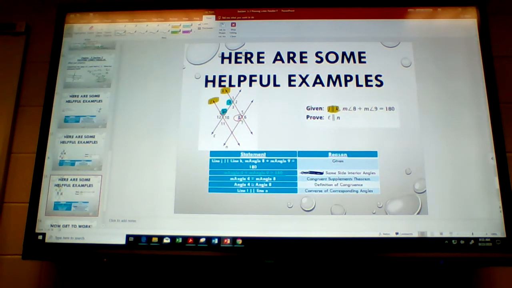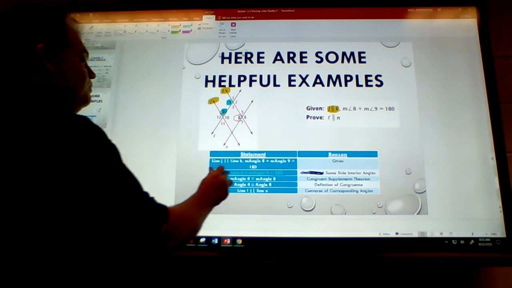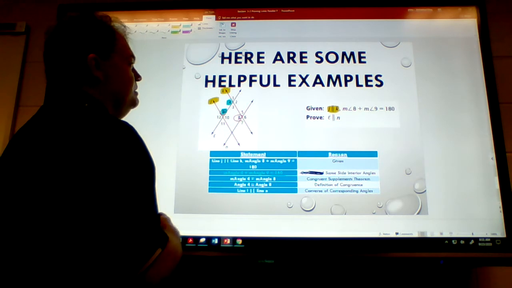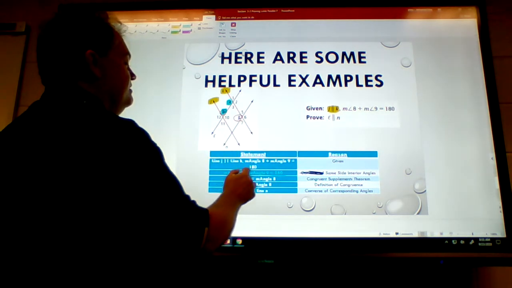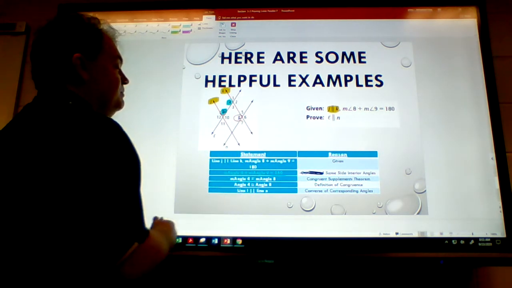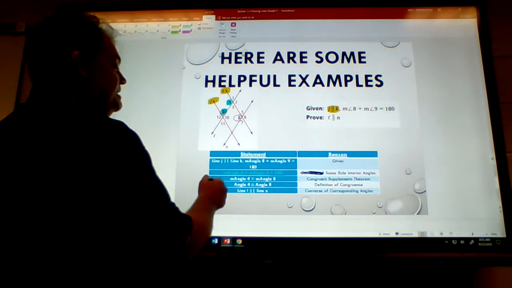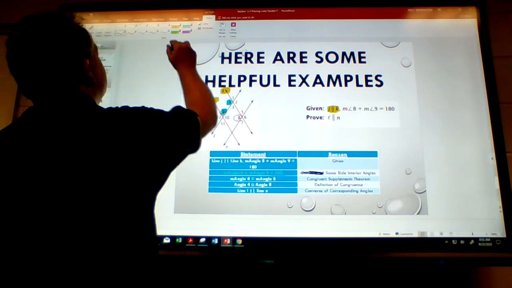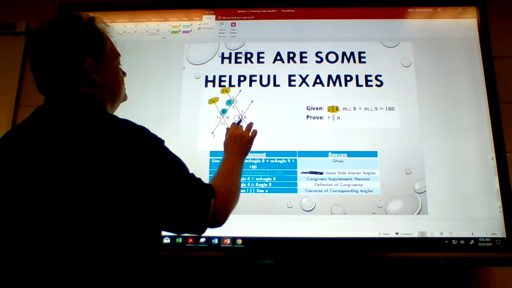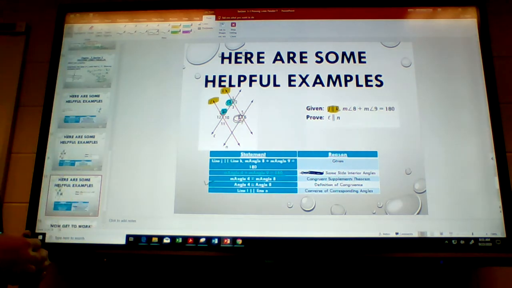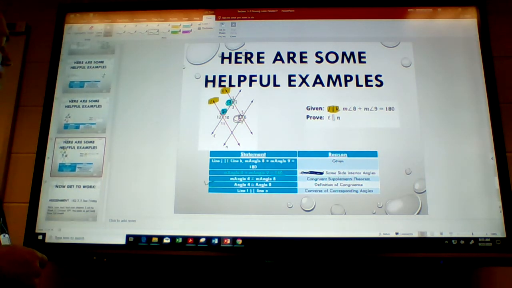All right, then we know that the measure of angle 4 equals the measure of angle 8 because of congruent supplements. So if 8 and 9 are supplementary, and 4 and 9 are supplementary, so that means that 4 and 8 have to be equal. Well, if they're equal in measure, then that means they have to be congruent by the definition of congruent. And then, of course, you prove by the converse of corresponding angles that the lines are parallel. All right, a little bit of assistance for you.